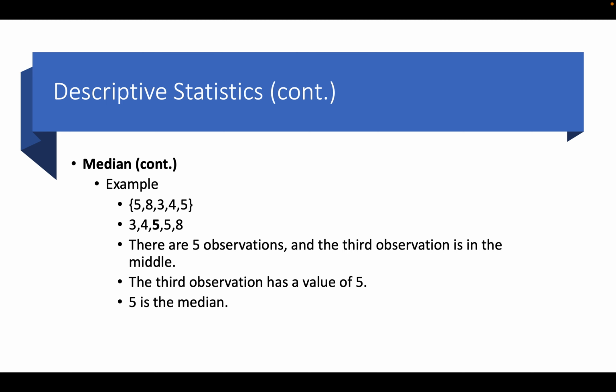If for our same data set, 5, 8, 3, 4, and 5, a very small 5-case data set, we rearrange the values so that we have the smallest first, 3, then 4, 5, 5, and 8, the largest value. That third observation is the one that is in the middle. In other words, 50% of the observations are below it and 50% are higher. The third observation is a value of 5, so 5 is the median.